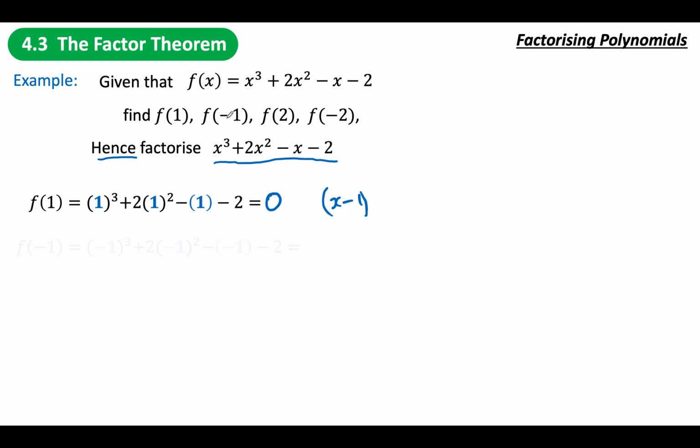Let's try the next number they suggested. They suggested minus 1, so we'll put that into it. So minus 1 cubed plus 2 lots of minus 1 squared minus minus 1 minus 2. Well, minus 1 cubed is negative 1. Minus 1 squared is positive 1, and when I times that by 2, I get 2. Minus minus 1 is plus 1, and then we've got negative 2 on the end. So that's minus 1 plus 2 is positive 1. If I add another 1, I get 2. Take away 2. This means this equals 0.